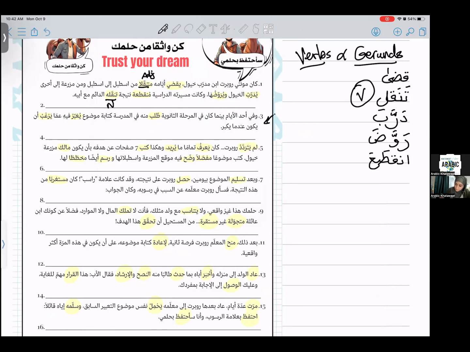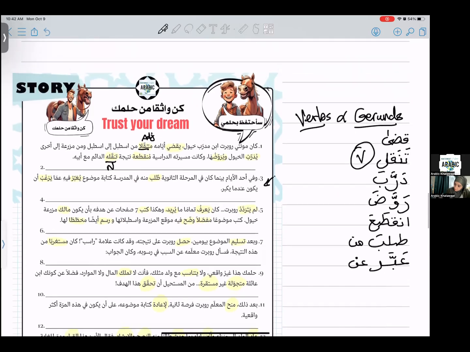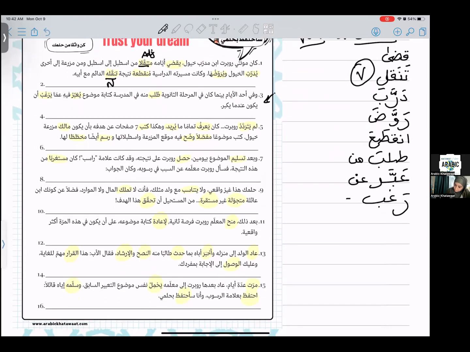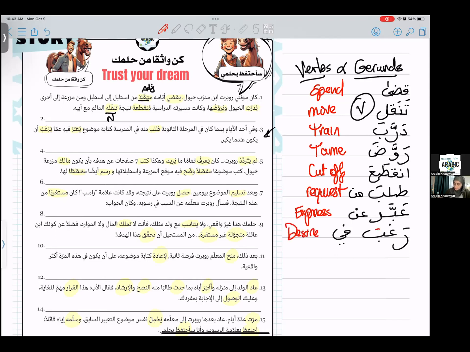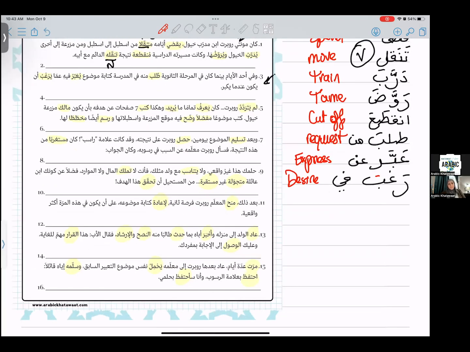I go to the second paragraph. طلب, request, but طلب منه, we always put من. عبر عن, رغب فيه. Okay. And then I can go over the translation. قضى, spend, تنقل, move, درب, train, روض, tame, انقطع, cut off, طلب, request, عبر, express, رغب في, desire something. And then you can go over this in more detail.